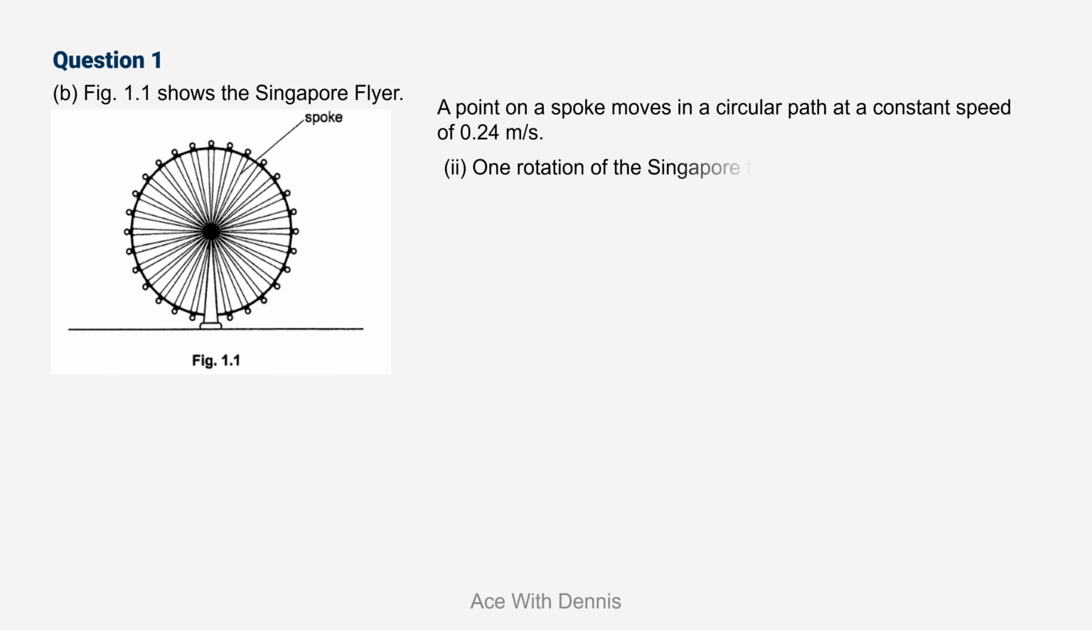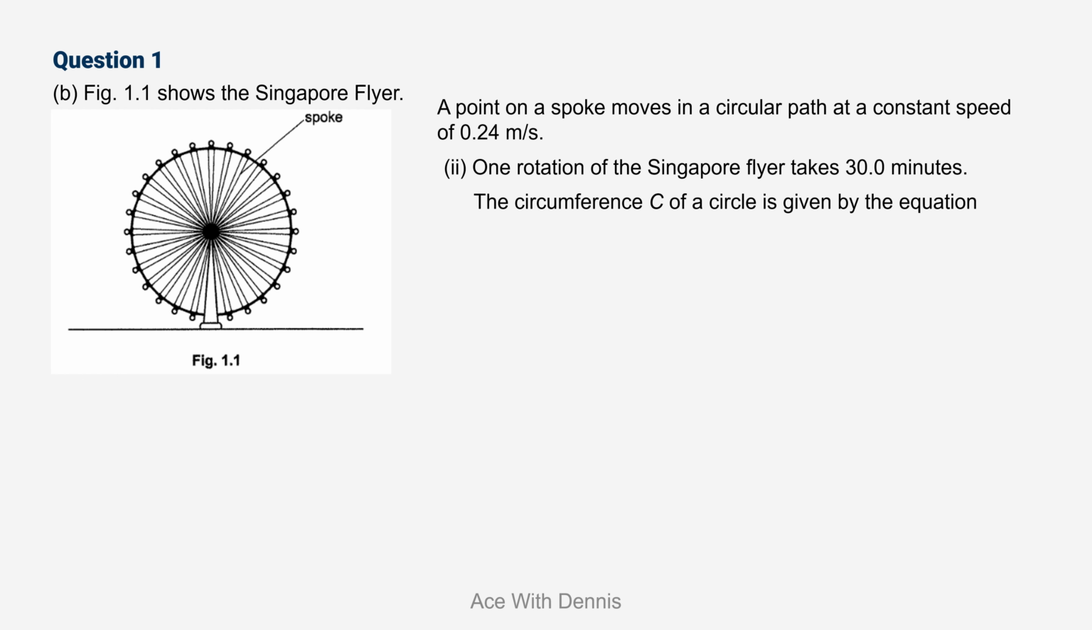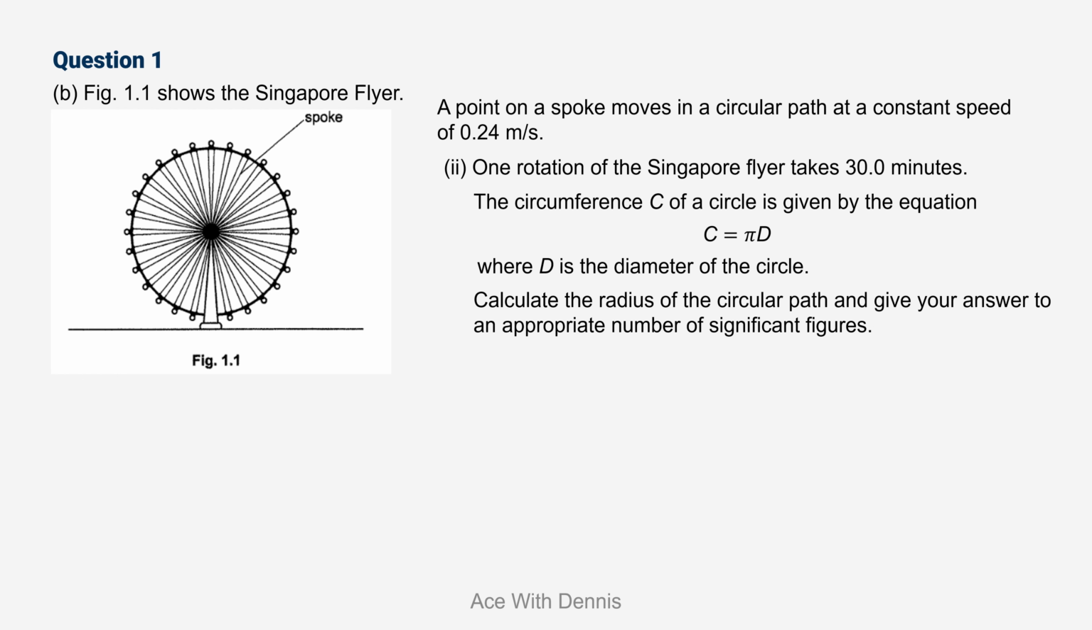Next question, part 2. One rotation of the Singapore Flyer takes 30 minutes. The circumference C of a circle is given by the equation C equals pi d, where d is the diameter of the circle. Calculate the radius of the circular path and give your answer to an appropriate number of significant figures. 2 marks. So, we know that the circumference C has a formula of C equals pi d.